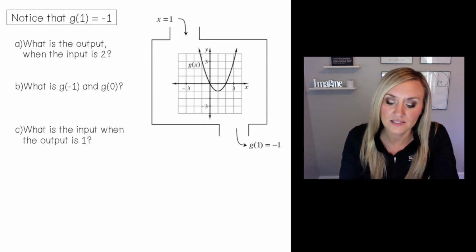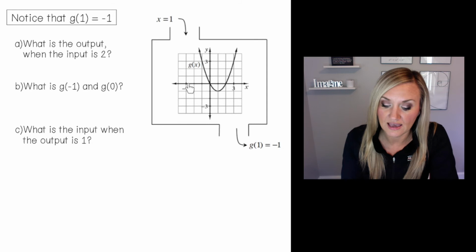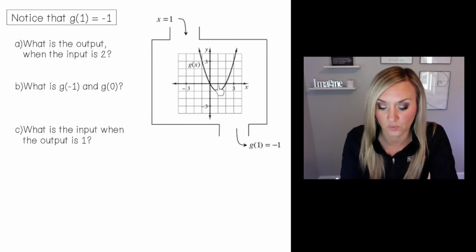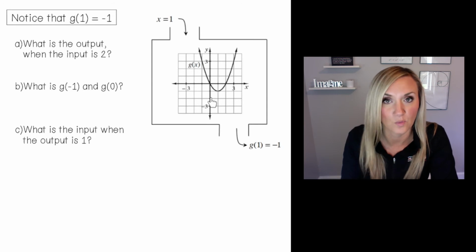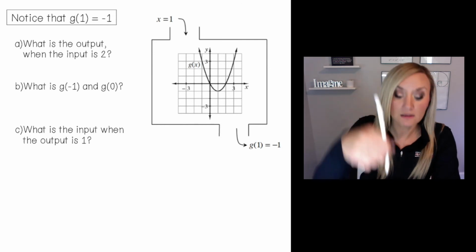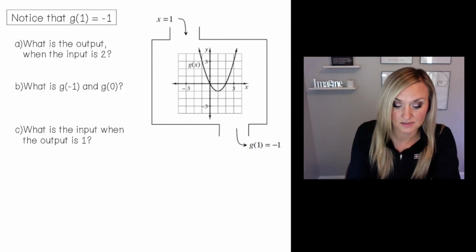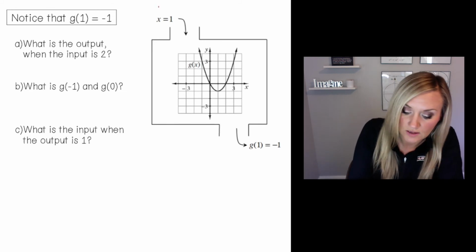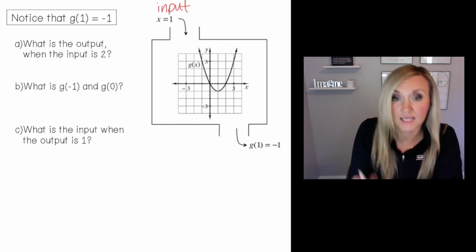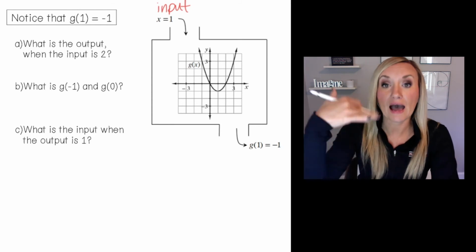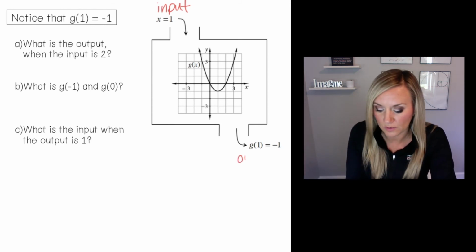Okay, so that is telling me if I go to the x-axis and I find a +1 on the graph, so here is +1, where is my graph at? It's at -1 on the y. So our input is the x, and that's important, so let's write that down. The input is the x, and the output is the y.